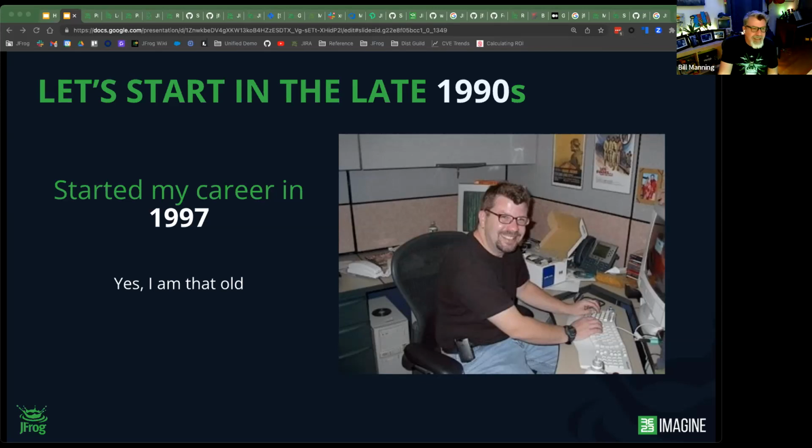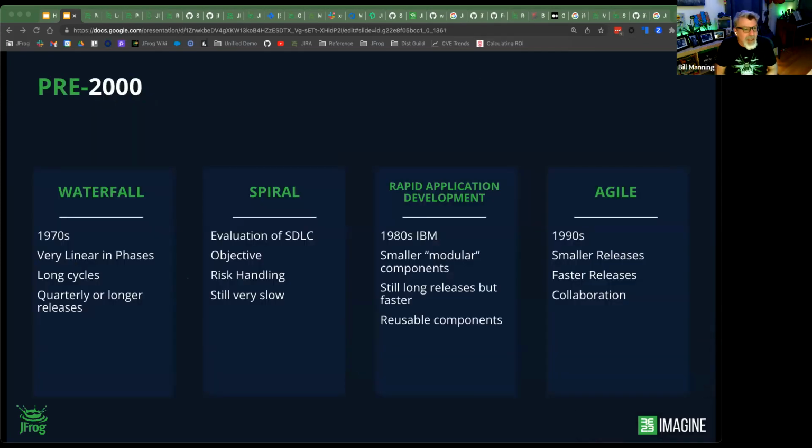But before 2000, before we started getting into modern day development, there was waterfall in the 1970s, with very linear processes and huge long cycles. That actually carried over even to my era of development when I started my job. You would meet for 2 weeks and come up with features from product. You would spend 6 weeks or so coding, another 2 weeks doing QA, fixing and validation, and then you would release these giant monolithic quarterly releases.